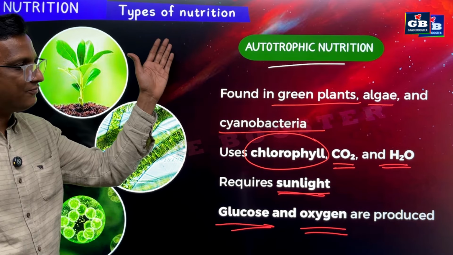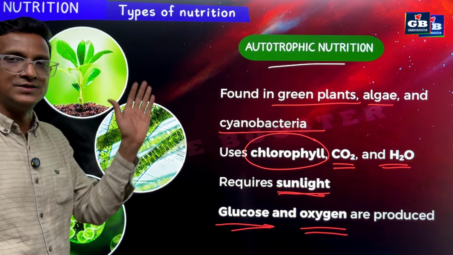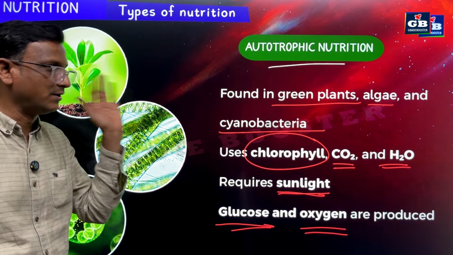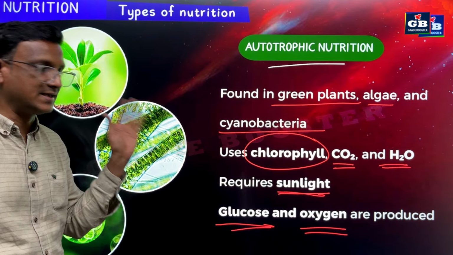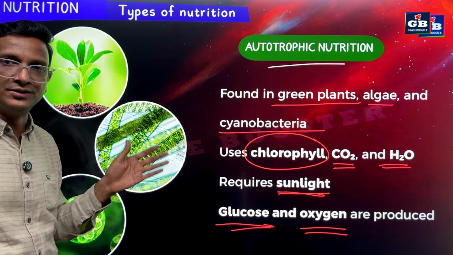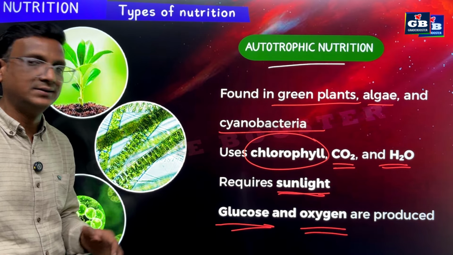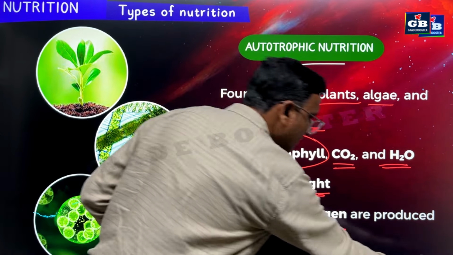So here I have given all the important points about autotrophic nutrition. It is found in green plants, algae and cyanobacteria. It uses chlorophyll, carbon dioxide, water and sunlight. And in this autotrophic nutrition, glucose and oxygen are produced. Right? So let us go to the next slide.